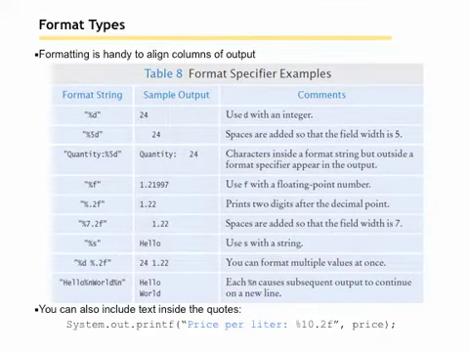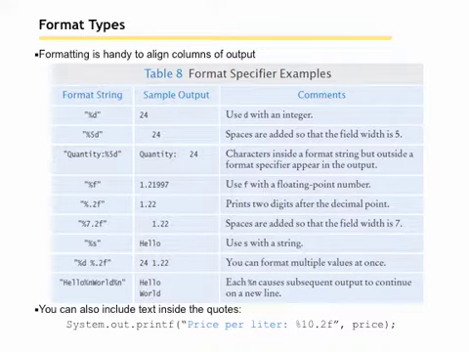The different format specifier types, we can have %d. D stands for integer. I'm not sure why. %5d means that we will print an integer with 5 spaces. Quantity colon %5d means we'll print the word quantity first, followed by 5 spaces for that integer, whatever we want to store, or the 24.